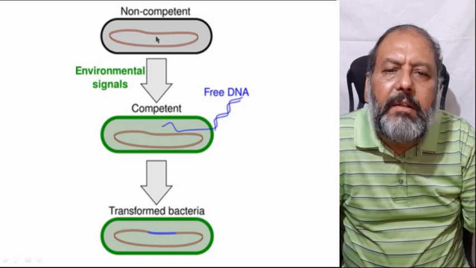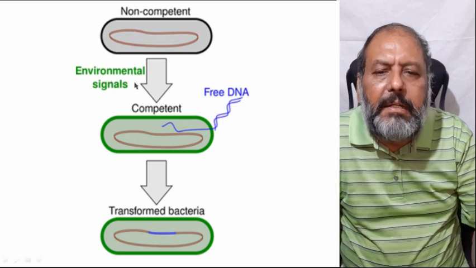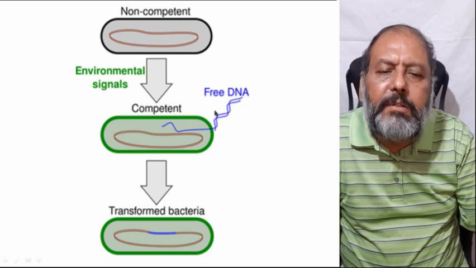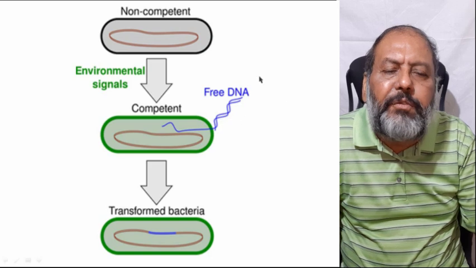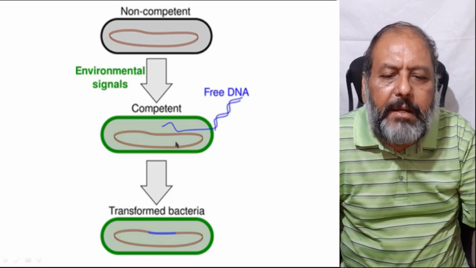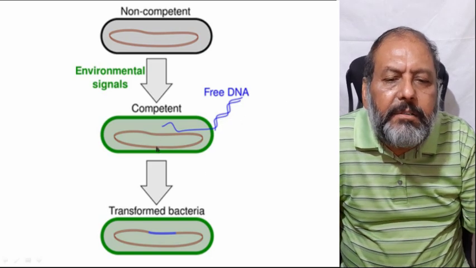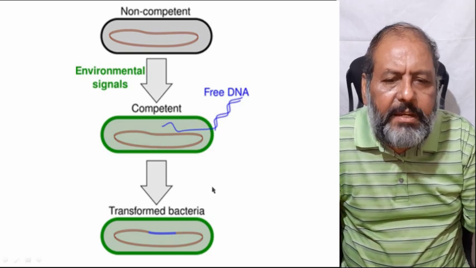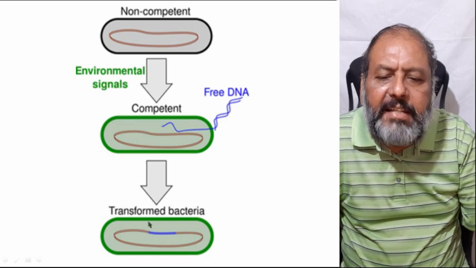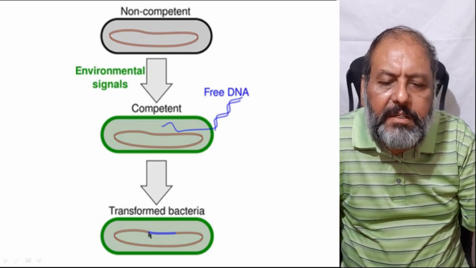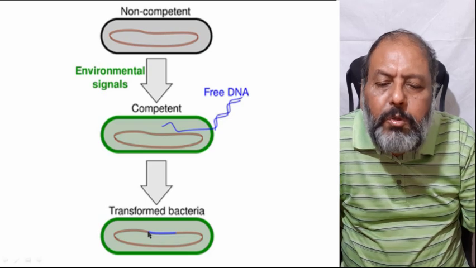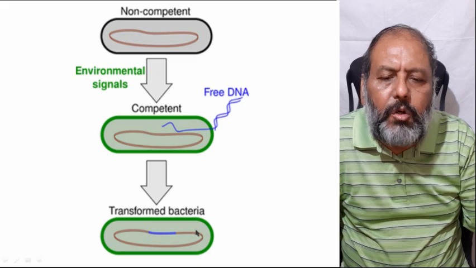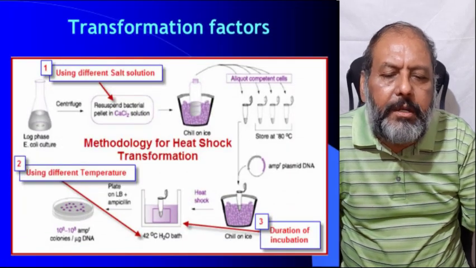Here one can see a non-competent bacterium becoming competent through environmental signals. Now it is competent enough to take up the free DNA found in the environment. The competent bacterium takes up free DNA and forms the transformed bacterium, and one can appreciate this blue piece of free DNA that has merged with the chromosome to form the transformed bacterium.